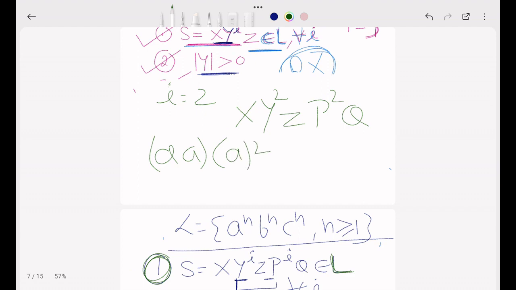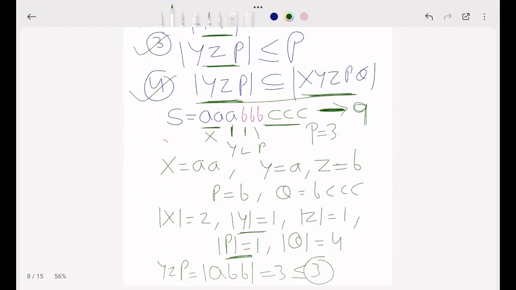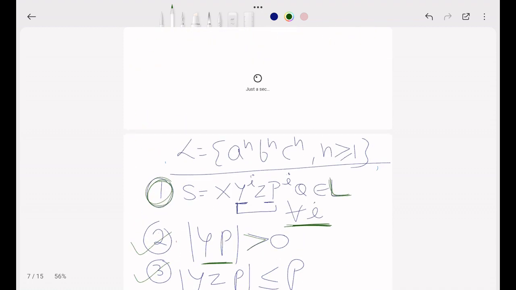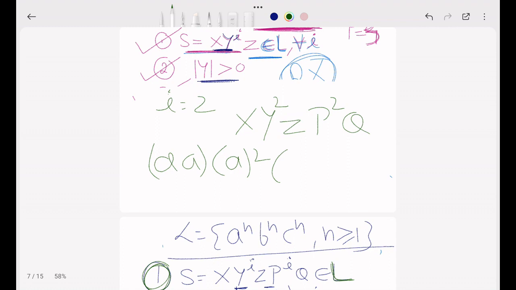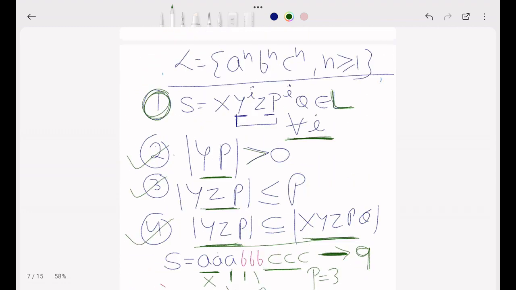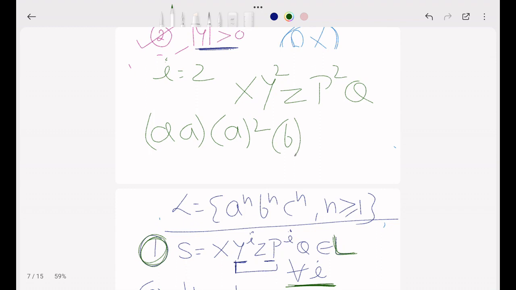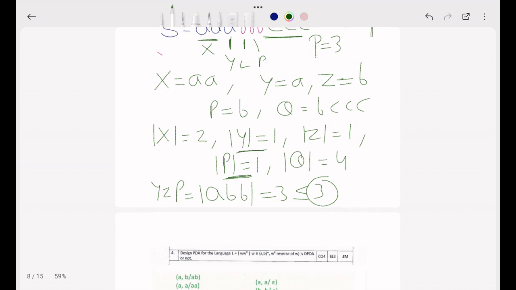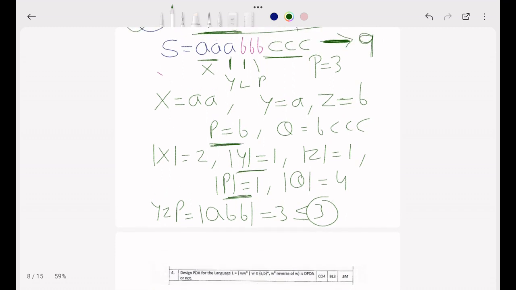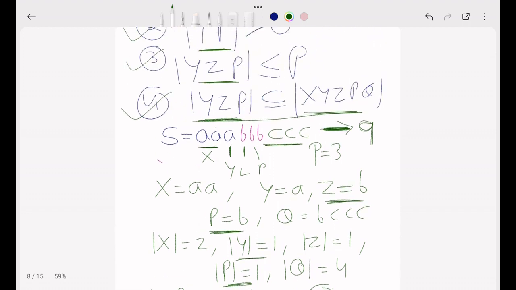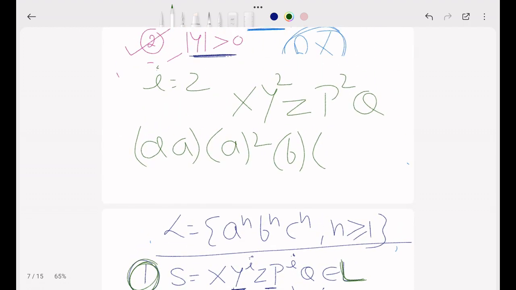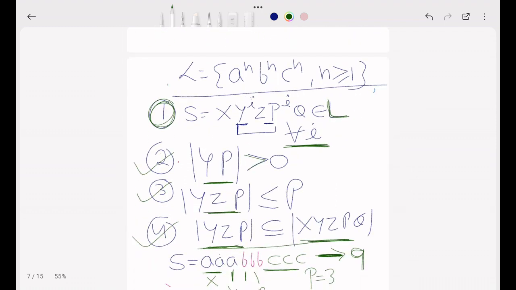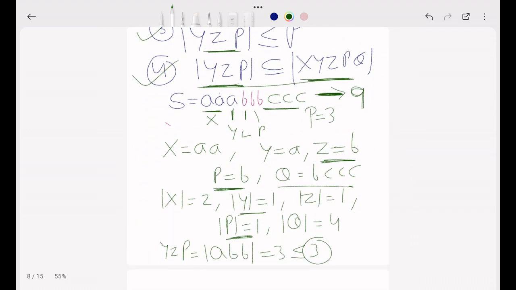So a square. What is z? My z is equal to b. Now what is p? I will check what is my p. My p is equal to b, and p square is b square. And what is q? q is equal to bccc. You can check also. q is equal to bccc.